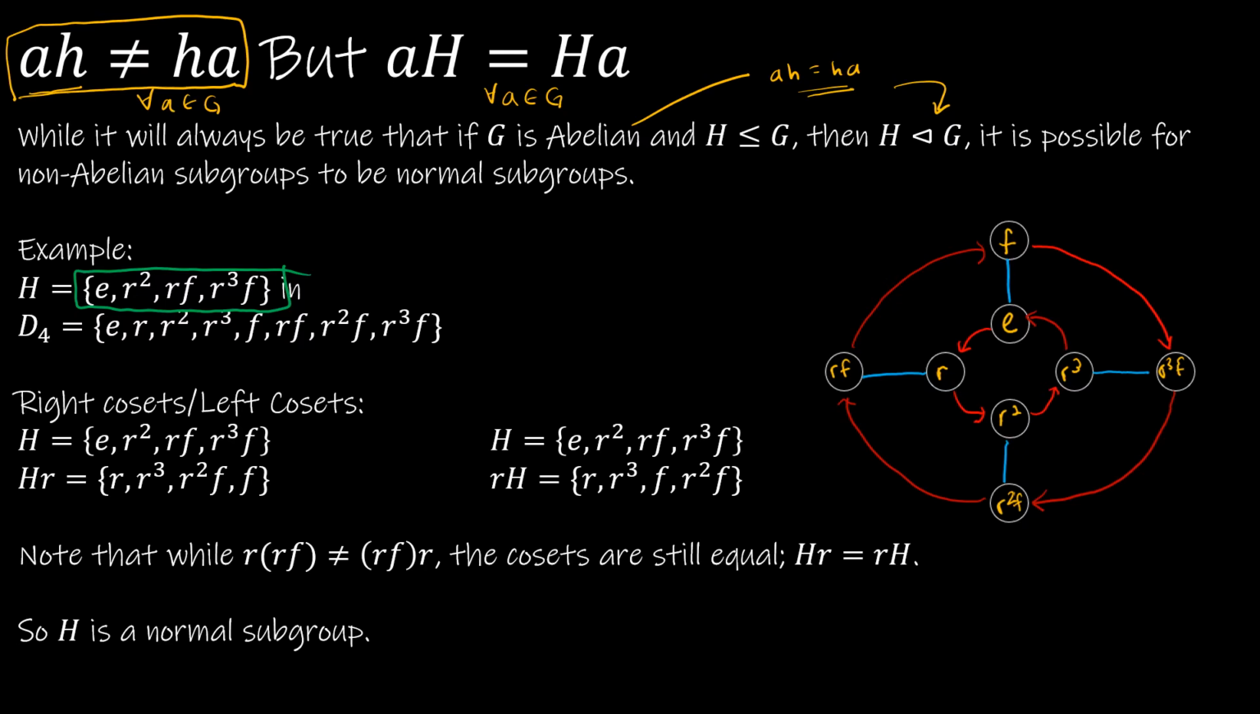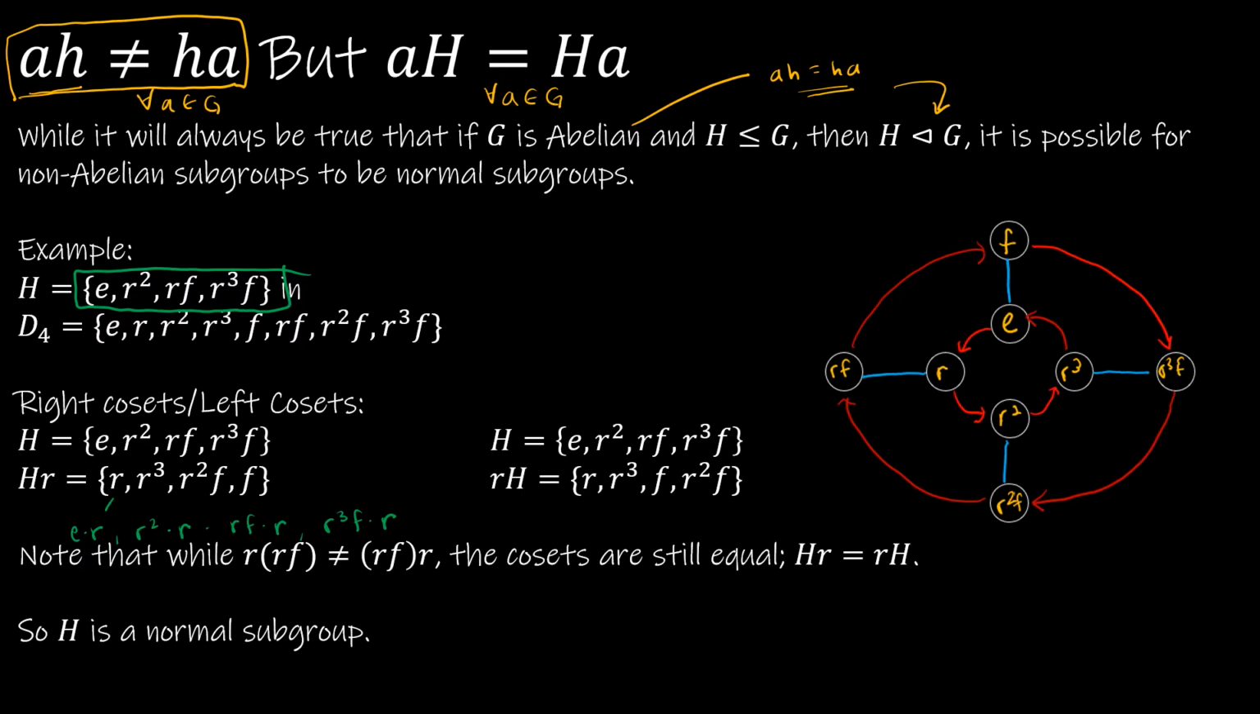So if I'm looking at the right cosets, the first coset is H, which is just the original set, H. The second is essentially applying r on the right to each of those. So this was e times r. This was r squared times r. This was rf times r, and this was r cubed f times r.